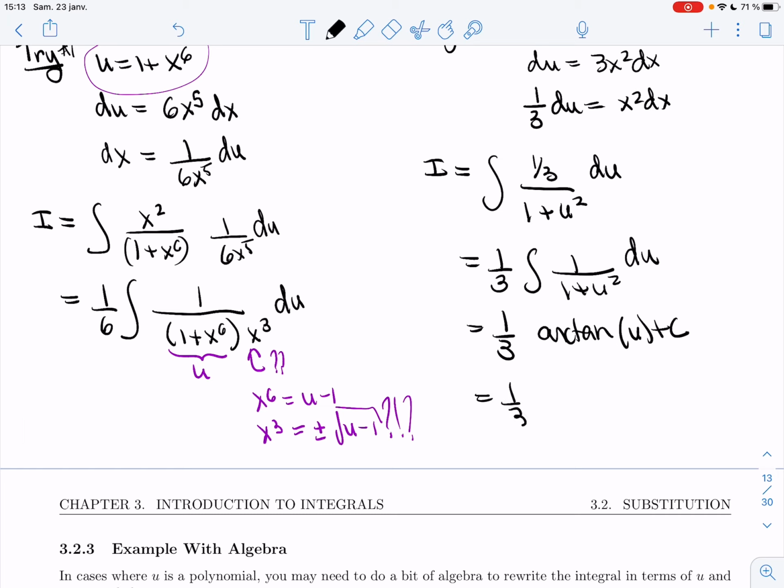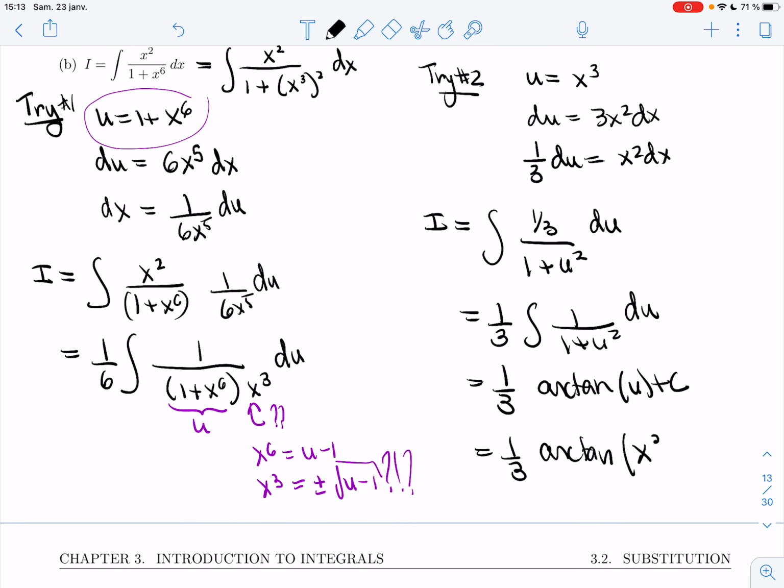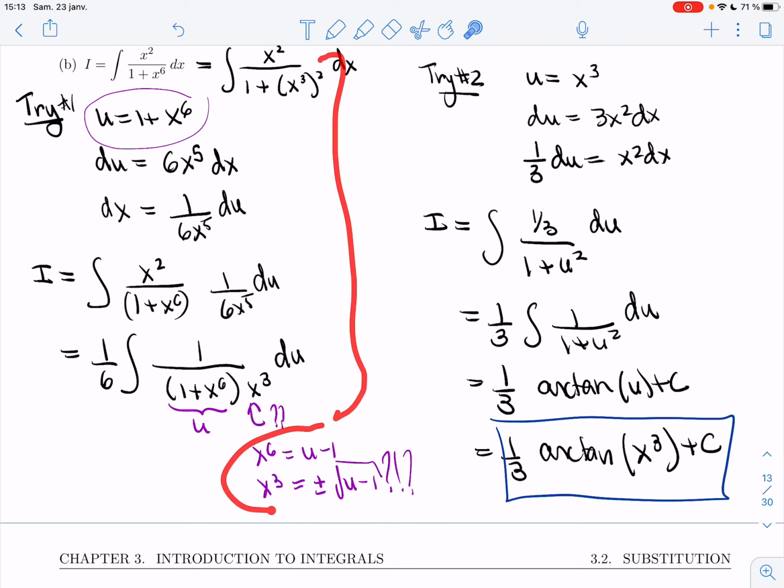And so 1/3 arctan of u is 1/3 arctan of x cubed, plus c. And that was it. In the next video, we'll be looking at examples like this, where doing this kind of algebra will actually work out, and that will give us answers for harder problems.